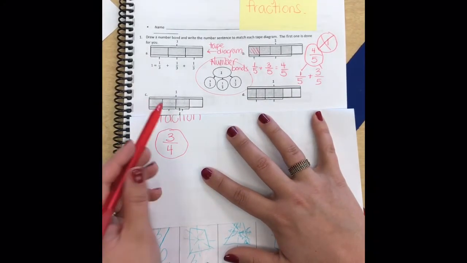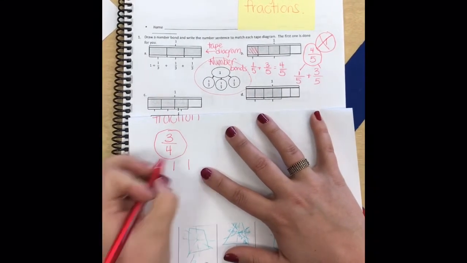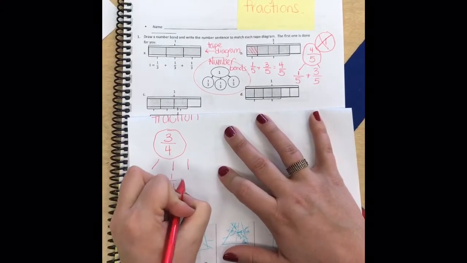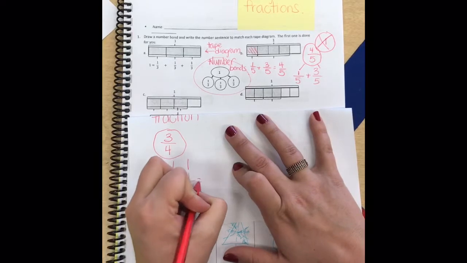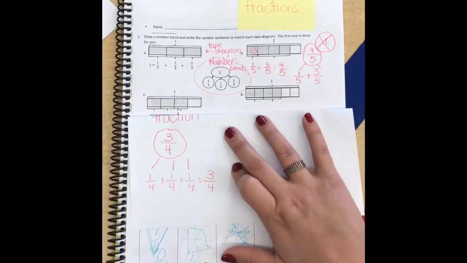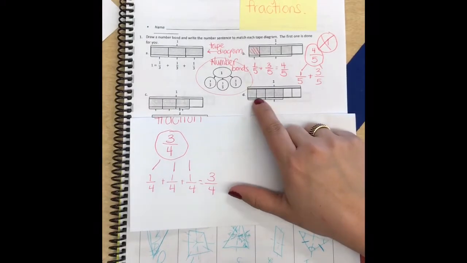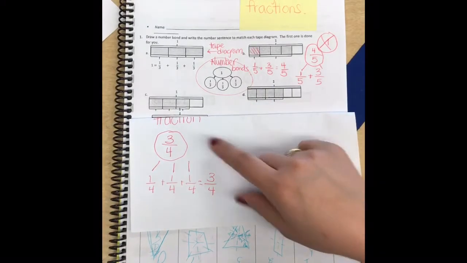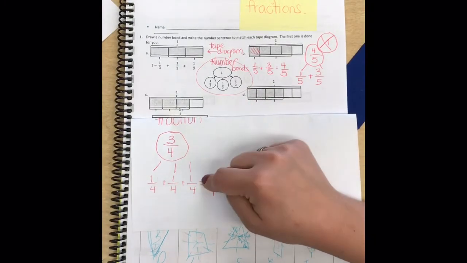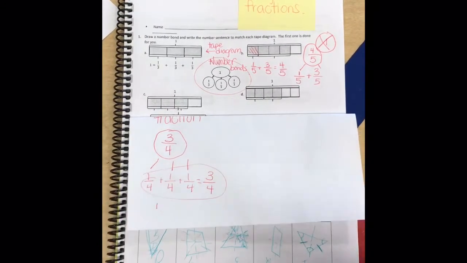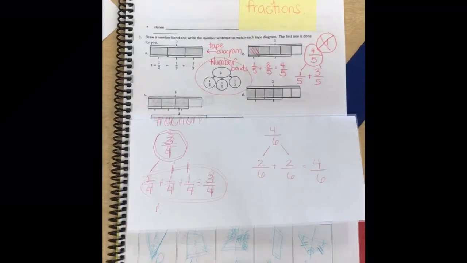So 3/4, I could do my unit fractions, and I can add 1/4 plus 1/4 plus 1/4, and it goes ahead and it equals 3/4. Why don't you guys go ahead and try D? First, figure out your denominator, write your number bonds, and then go through and write your equation with your number bond. Go for it. Pause your video.